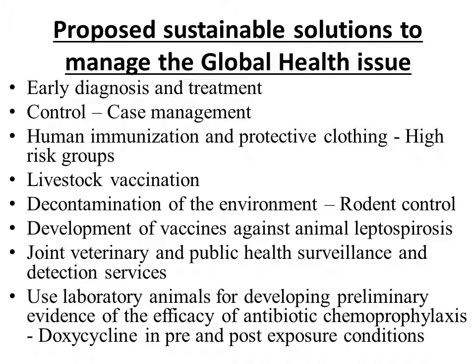Now, the proposed sustainable solution would be early diagnosis and treatment, control in terms of case management, human immunization and protective clothing, livestock vaccination, decontamination of the environment through rodent control, development of vaccine against animal leptospirosis, a joint veterinary and public health surveillance and detection service, and the use of laboratory animals for the development of preliminary evidence of the efficacy of antibiotic chemoprophylaxis in pre- and post-exposure conditions.